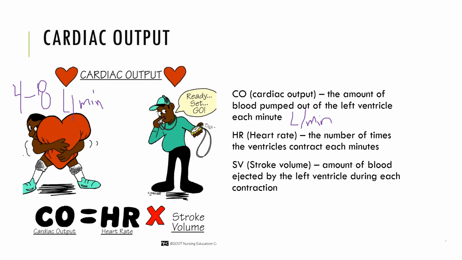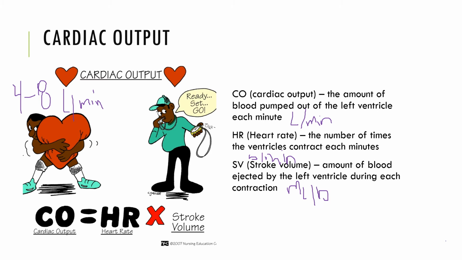Okay. In order to get your cardiac output, you have to multiply your heart rate, which is the number of times the ventricle contracts each minute, so this is going to be in beats per minute, by your stroke volume. The stroke volume is the amount of blood ejected from the left ventricle during each contraction. This is not something we can obtain. This is measured by an internal monitor, but it is in milliliters per beat.